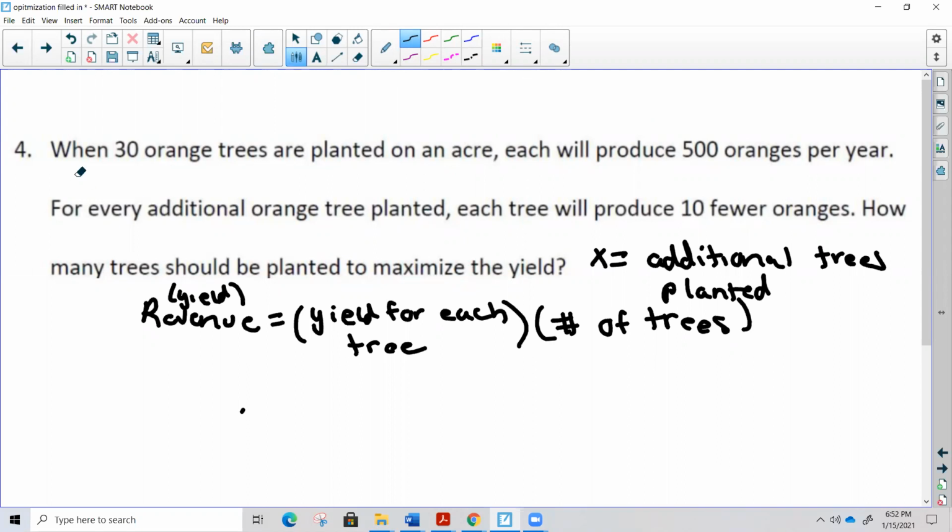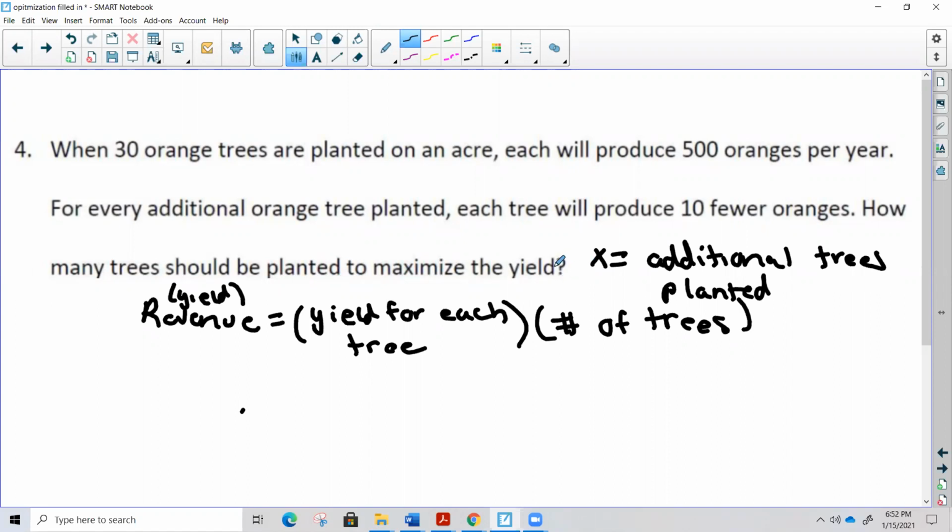So it's the same problem. When you have 30 orange trees planted on an acre, each will produce 500 oranges per year. For every additional orange tree planted, each tree will produce 10 fewer oranges. How many trees should be planted to maximize the yield?